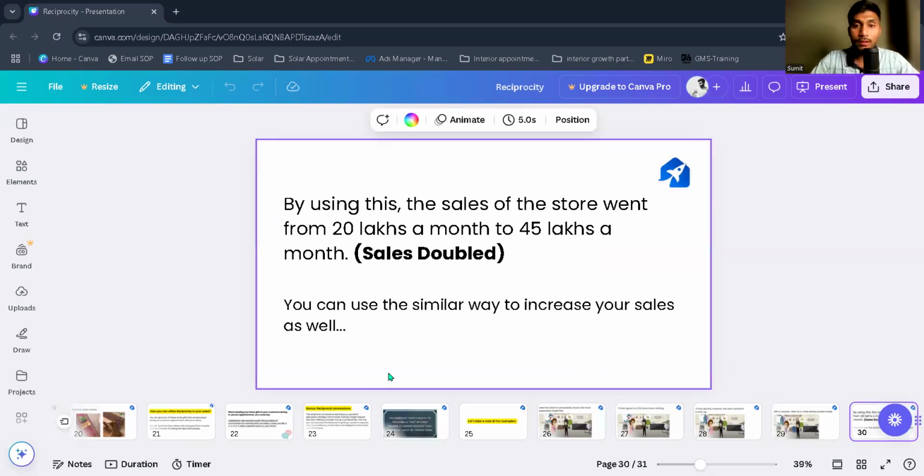So by using this, the sales of the store went from 20 lakh a month to 45 lakh a month, and literally doubled. So you can use a similar way to increase your sales as well. You can bring in, as I just gave you the example, आप एक 10 लाख का product pitch करो, एक 5 lakh का करो, they feel a lot cheaper, and you go for the 7, right? And you have to describe why the 10 lakh is worth it, and why the 5 lakh is, and why you need to go for the 7 lakh.